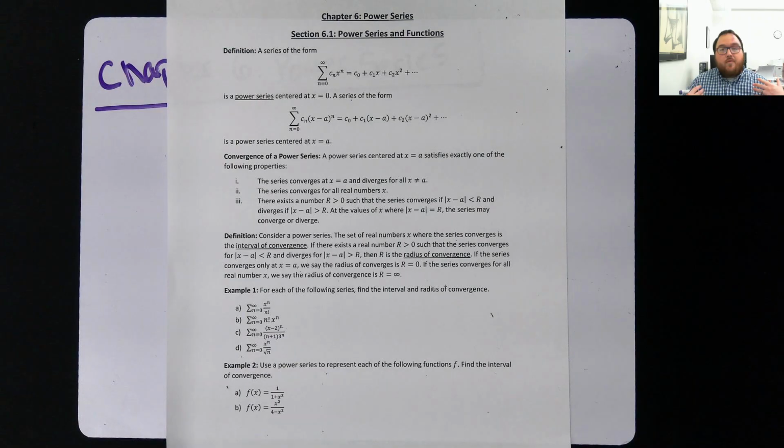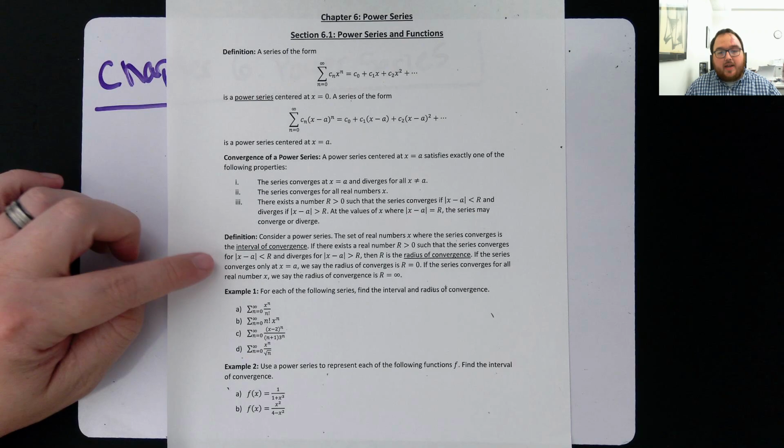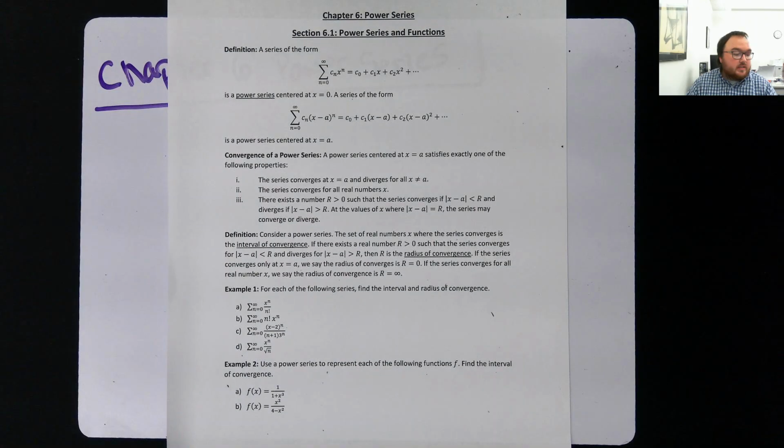And that's what I talk about right here. Consider a power series. The set of real numbers x where the series converges is known as the interval of convergence. So that's going to give me every value of x that's going to make it work. If there exists a real number r such that the series converges for absolute value of x minus a is less than r and diverges if it's greater than r, then r is called the radius of convergence.